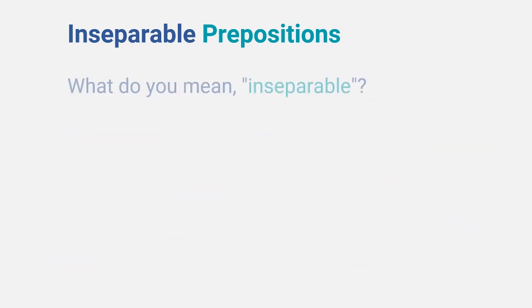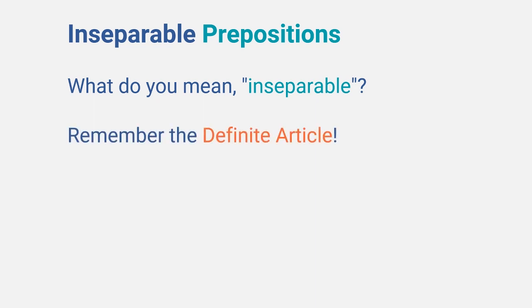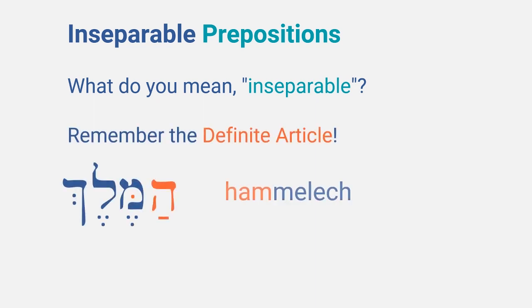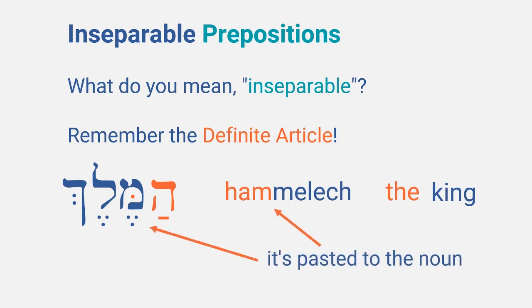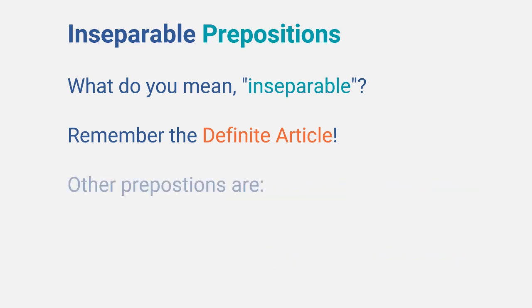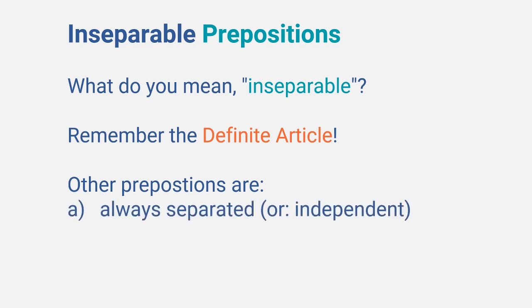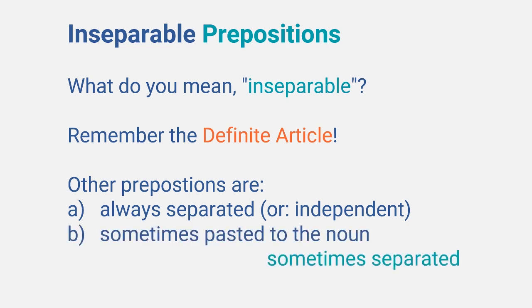Then we come to the other part, namely that it is inseparable. What does that mean? Well, remember the definite article? That one is pasted directly to the noun, with no space in between. That is what it means to be inseparable. Later, we will also see that there are other prepositions in Hebrew that are always separated or independent from the noun, and other prepositions are only sometimes pasted to the noun and sometimes not. But those are for future videos.